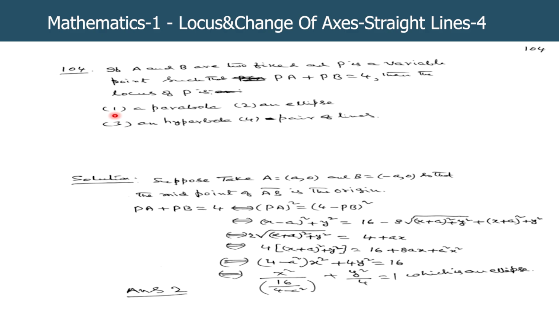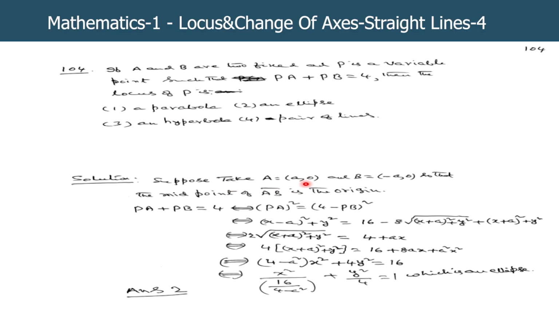If A and B are two fixed points and P is a variable point such that PA plus PB is equal to 4, then the locus of P is: 1) a parabola, 2) an ellipse, 3) a hyperbola, 4) a pair of lines.